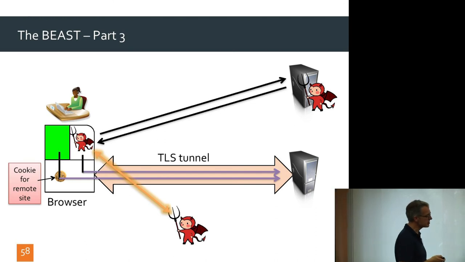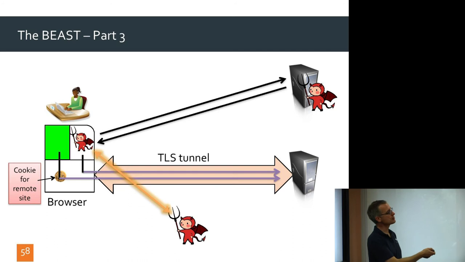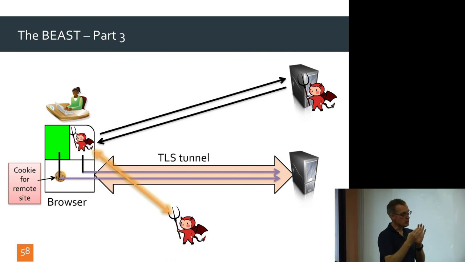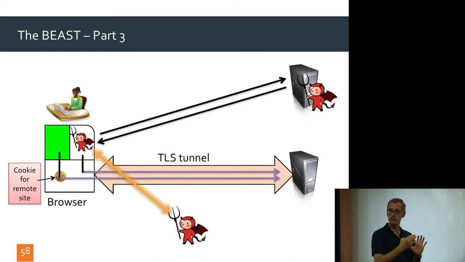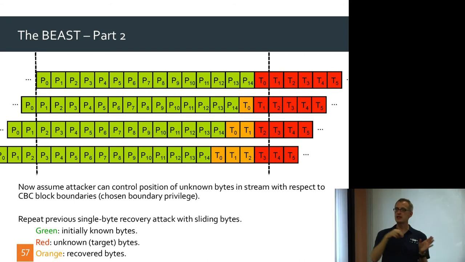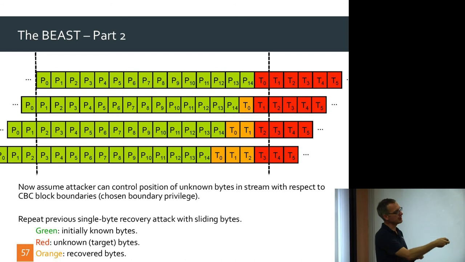So what the attacker does is now he does the attack, where he also, from this JavaScript, connects to this website. Okay? So he's running in the browser, he connects to the website, and now automatically the browser will attach the cookie for him every time he connects to that website. But what the JavaScript does is it pads the HTTP messages to move the cookie around to realize that chosen boundary privilege that I talked about before. This, going back to the previous picture here. Okay? So this property of being able to shift things around is realized by the JavaScript adding extra characters in or taking extra characters away to control the position of the cookie, which is the red bit, relative to the block boundary of CBC mode.